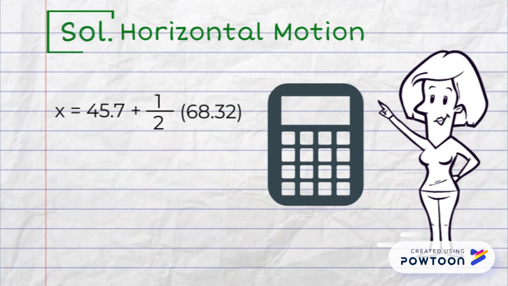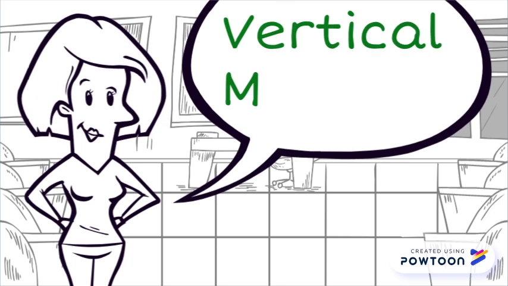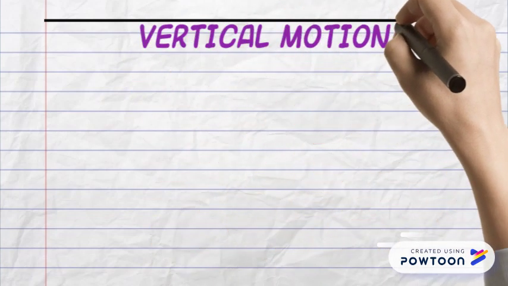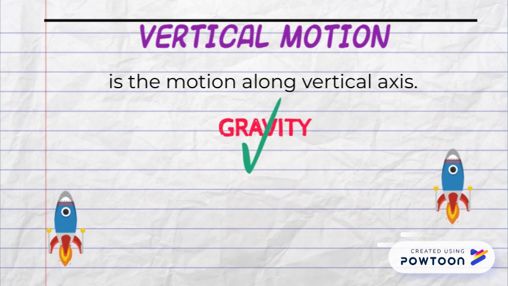68.32 times 1/2 is 32.16, plus 45.7 is equal to 79.32 meters. Let's move on to vertical motion. Vertical motion is the motion along the vertical axis, therefore it is affected by gravity.